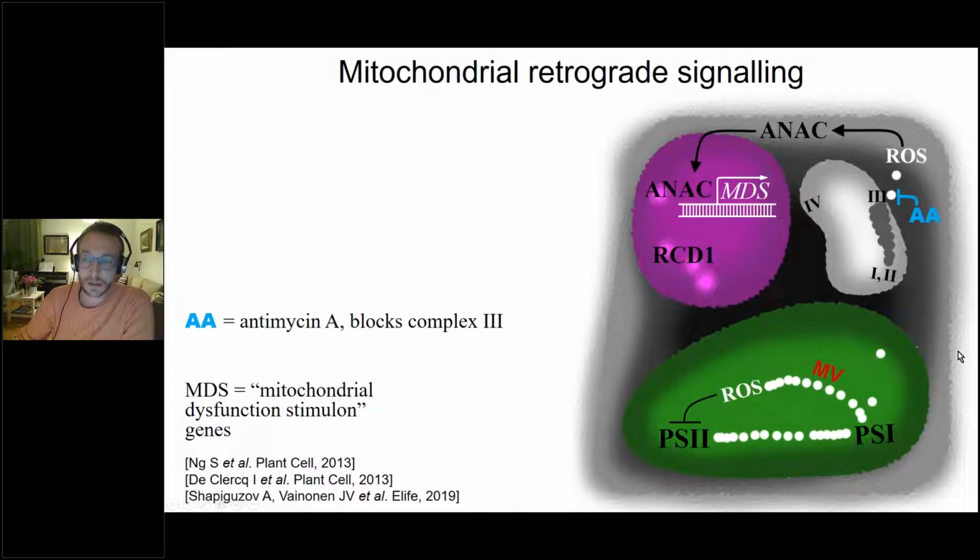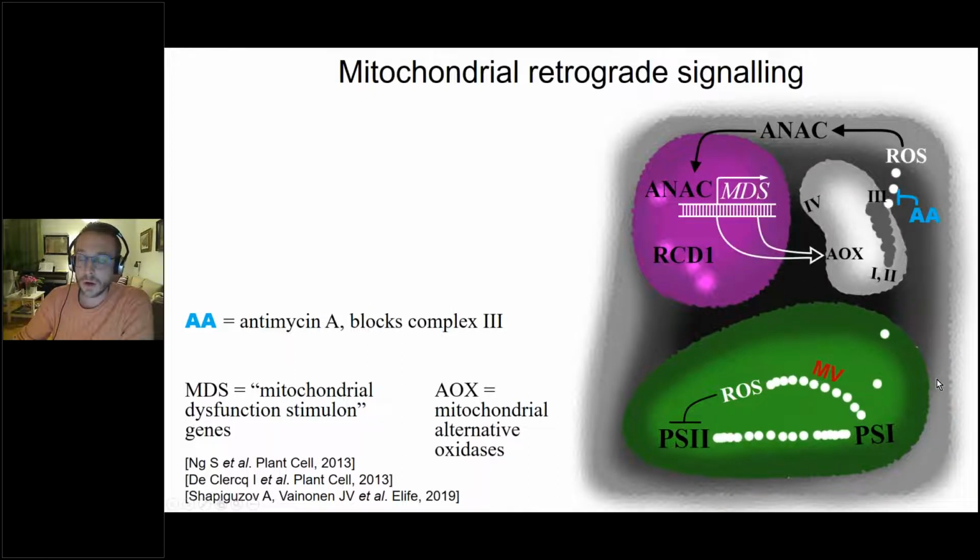A subset of these genes includes mitochondrial alternative oxidases. So these alternative oxidases accumulate in the mitochondrion, and they produce an alternative respiratory pathway that actually helps to bypass this traffic jam of complex 3. So this is the regulatory loop that I just described, having to do with mitochondrial retrograde signaling. So the next question is, what does RCD1 have to do with this regulatory loop?